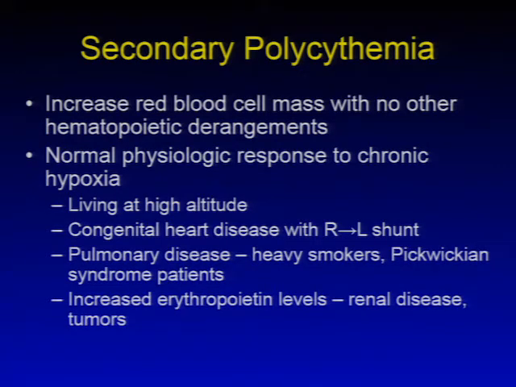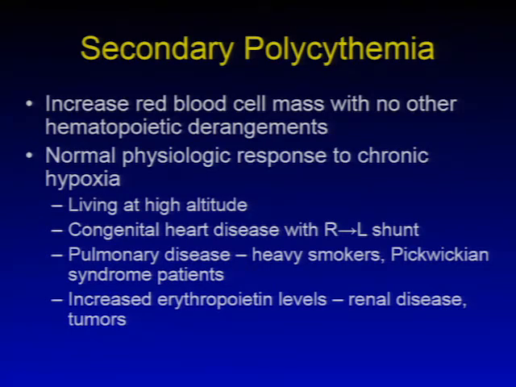Now, secondary polycythemia. This is an increase in red blood cell mass with no other hematopoietic derangement, so platelet count normal, white blood cell count normal. This is actually a normal physiologic response to chronic hypoxia, and this can occur in a lot of situations. People who live at high altitudes, I always think of the Sherpas and Mount Everest. Congenital heart disease, this can occur. I work at a veterans hospital. We have a lot of patients who are heavy smokers who often present with very high hemoglobin numbers.